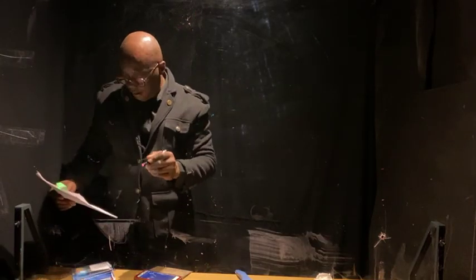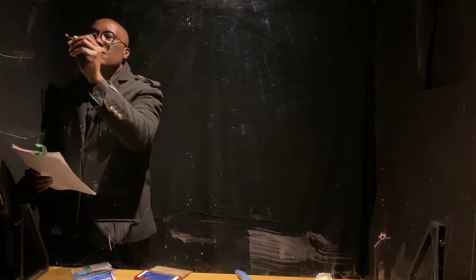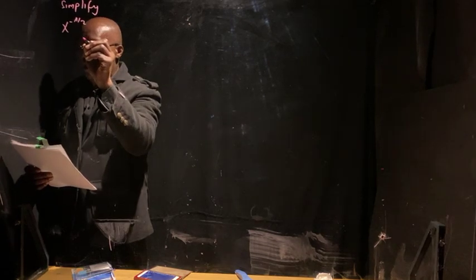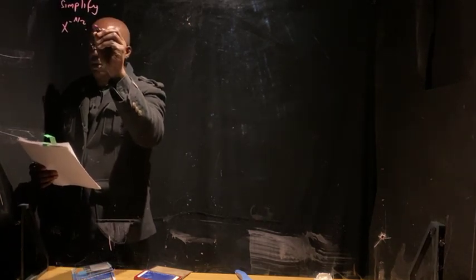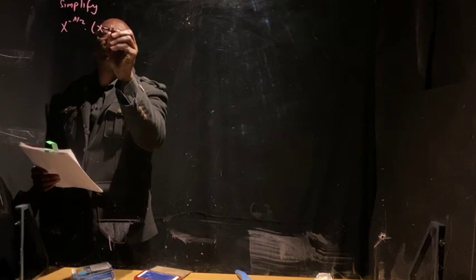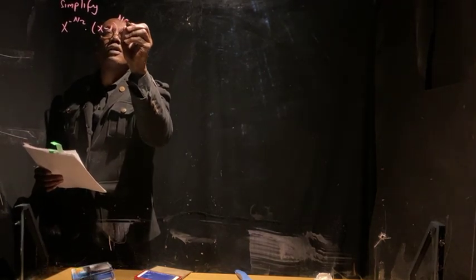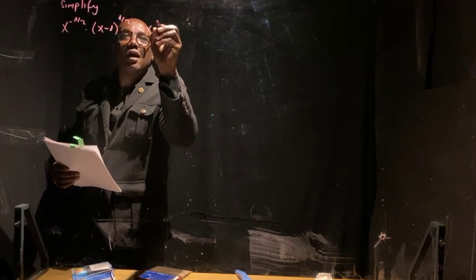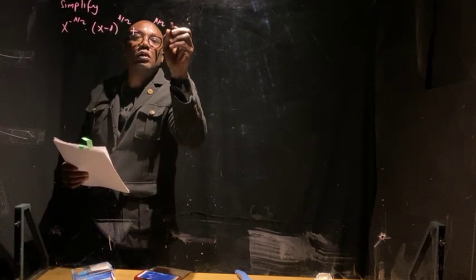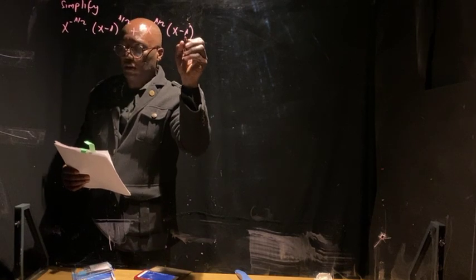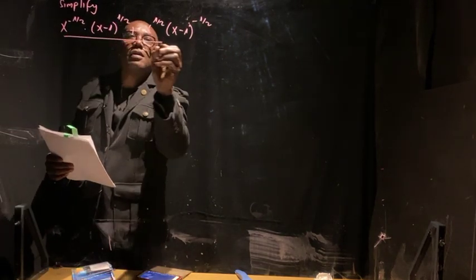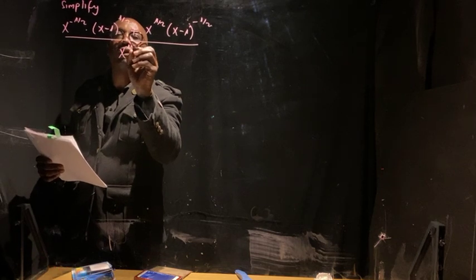In this next question, it says that simplify x raised to the power negative half multiplied to x minus 1 raised to the power half plus x raised to the power half multiplied to x minus 1 raised to the power negative half all over x raised to the power half.